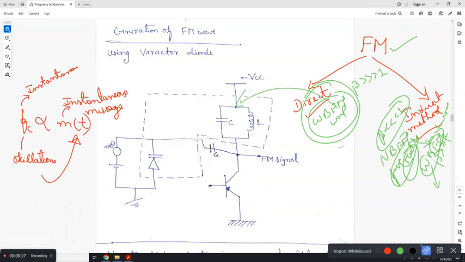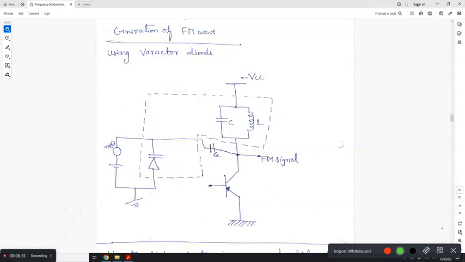As I told you, in the direct one you directly generate wideband frequency modulation. It's something like you convert your voltage to frequency. So here, as I told you, we use variable frequency oscillators.